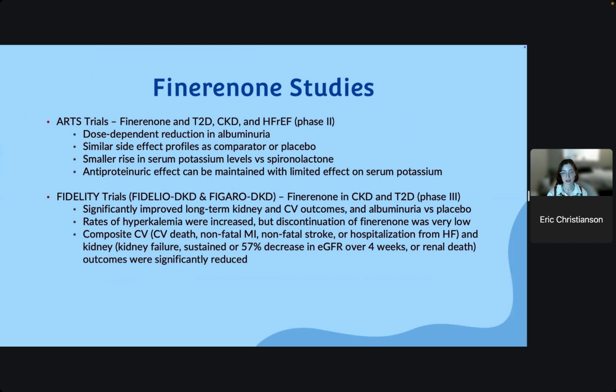So now we're going to jump into a couple of different background studies. So the first one is the ARTS trials, which is a group of trials looking at finerenone and type 2 diabetes, CKD, and heart failure with reduced ejection fraction. And this was a group of phase 2 trials. So what they found is that there was a dose-dependent reduction in albuminuria. There were similar side effect profiles between the comparator or placebo. Also, there was a similar rise in serum potassium levels versus spironolactone. And the anti-proteinuric effect can be maintained with limited effect on serum potassium, which is all great.